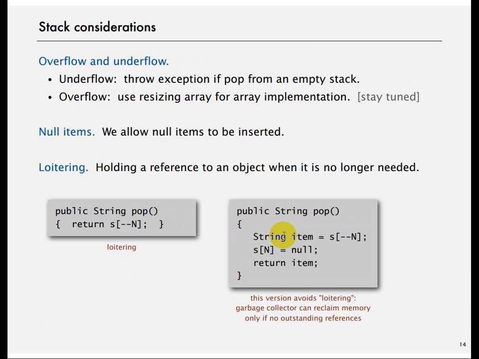So this is the code. Some points about null items: the moment you have dereferenced or popped an object, the array still holds a reference to it. So to make sure that the garbage collector does its job, you may want to explicitly set it to null. That's the basic idea: s[n] is equal to null. This thing is called loitering. It's kind of sitting around, and the garbage collector is not really recycling that memory.